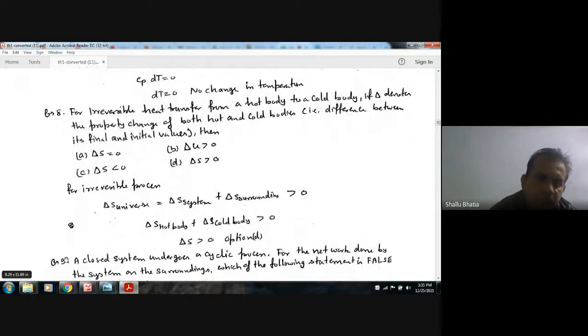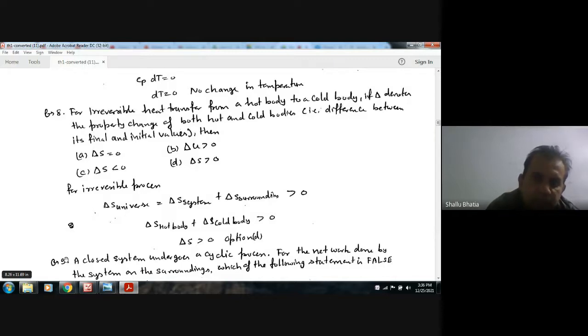Next, for irreversible heat transfer from a hot body to a cold body, if delta denotes the property change of both hot and cold bodies, that is the difference between its final and initial values, then: A, del S is equal to 0; B, del U is more than 0; C, del S is less than 0; D, del S is more than or equal to 0.